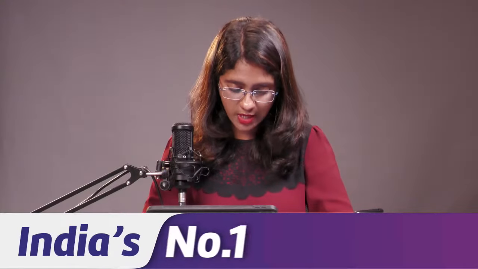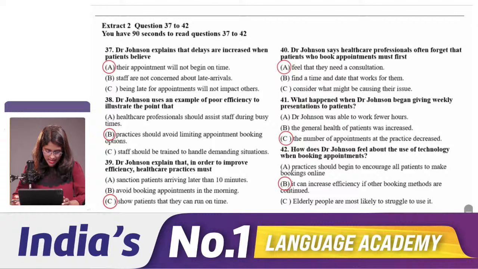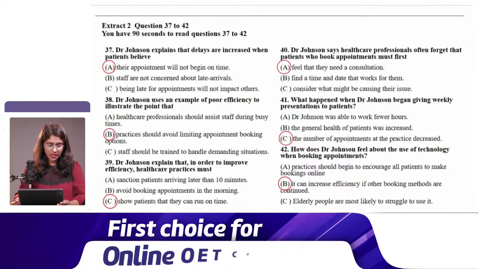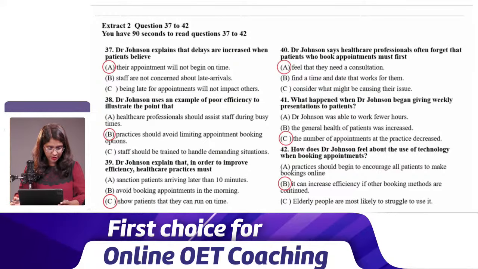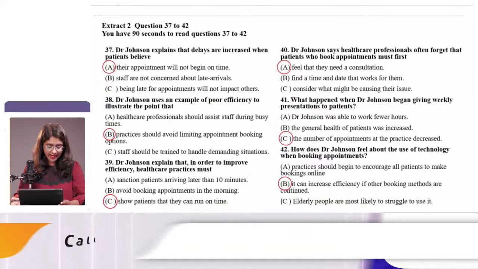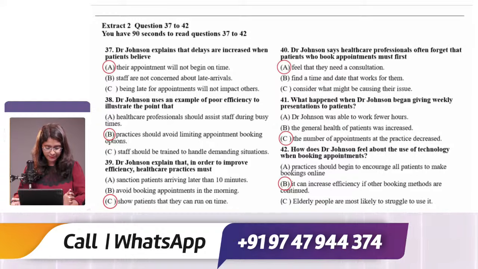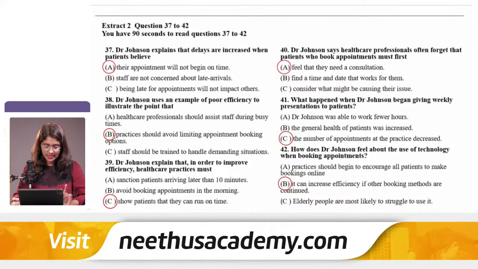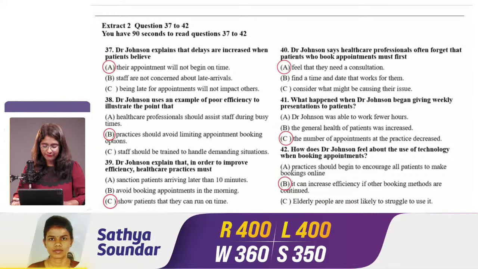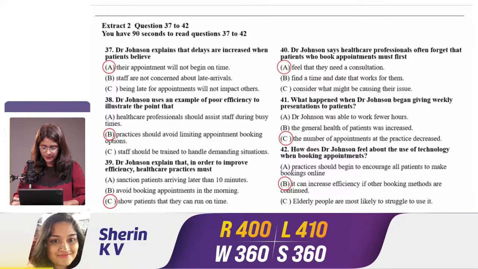So I'll show the answers once again on the screen. 37, option A. 38, option B. You can read and you can look at the questions, okay? The options. 39, option C. 40, A, 41C, and 42B.